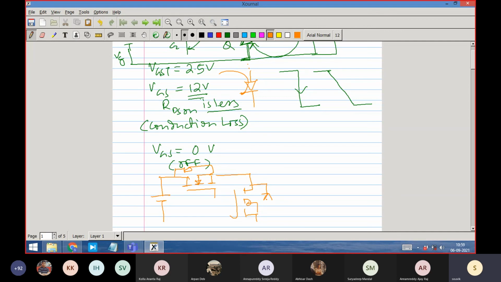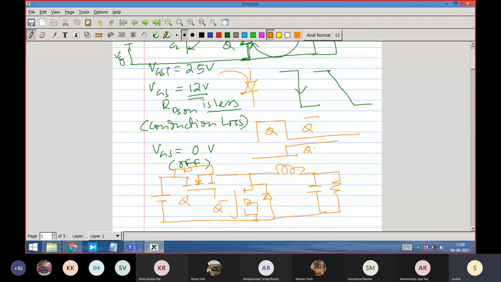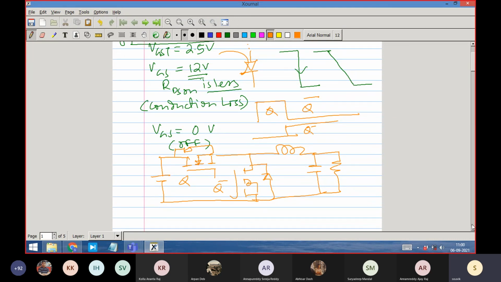This type of converter is called a synchronous buck converter. Why the name synchronous? Because this Q and Q bar have to be synchronized. They are not arbitrary. When Q is on, Q bar is off, and when Q bar is on, Q is off. So this has to be the pulsing structure, right? This is why it is known as a synchronous buck converter.